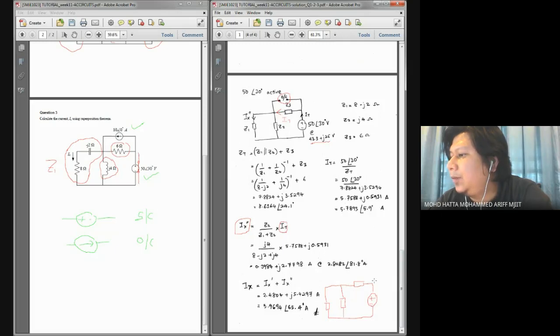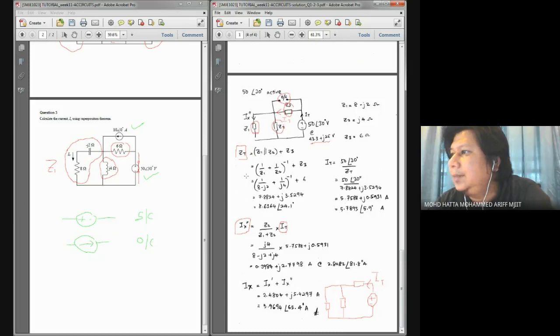And I try to find what is the current flowing through here and label it as my total current. To find the total current, I need to know the Z total, or total impedance inside the circuit. If you look at the circuit, Z1 and Z2 are in parallel, and we have a series connection between these two parallel elements with Z3. So this is how I calculate my Z total.